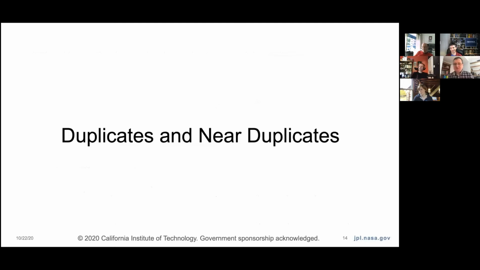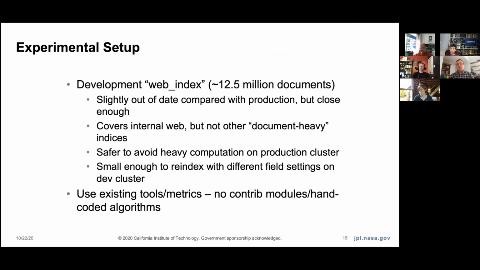All right, so now off to duplicates and near duplicates. This talk is a deep dive into a look I did into a particular internal intranet index at JPL. There were about 12.5 million documents. I looked at the dev index. I did not want to mess with production.